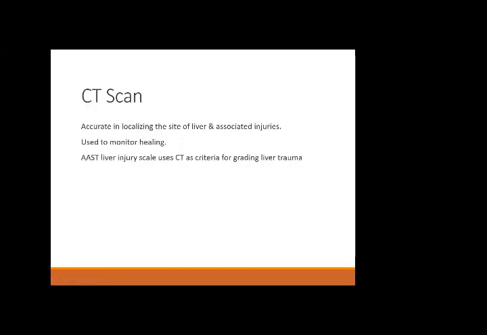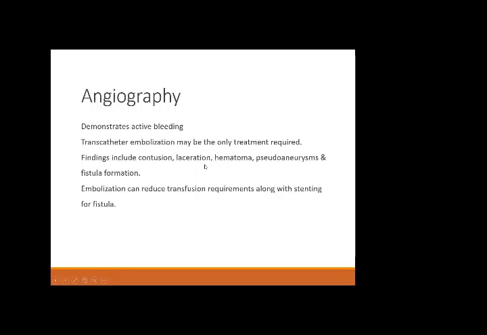CT scan accurately localizes the site of injury in the liver, and associated injuries also. It is used to monitor healing. And the management of liver trauma in this case uses CT scan as the modality for liver trauma. Angiography is used for embolization. Angiography can use transcatheter embolization.